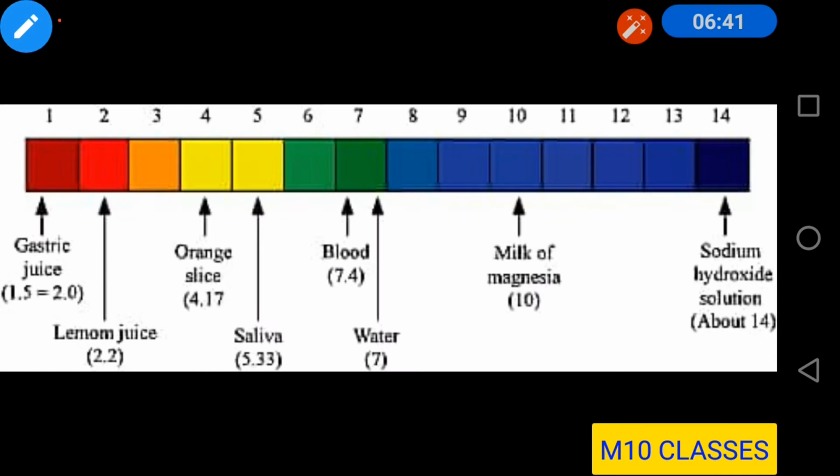Now students, you may find such a picture in your NCERT book also. This is a pH paper where different colors are shown, and some substances with their pH values are given here. You have to remember those values also. Now gastric juice has 1.5 to 2, so its color is deep red. Lemon juice 2.2, saliva 5.3, orange 4, blood 7.4, that means it is slightly basic in nature. Water is 7, that means it is neutral. Milk of magnesia, which is used to treat indigestion, is 10. Sodium hydroxide solution is about 14, that means it is highly alkaline in nature.